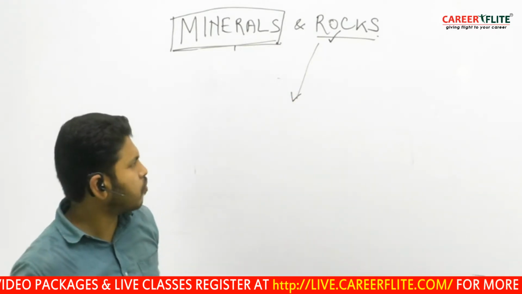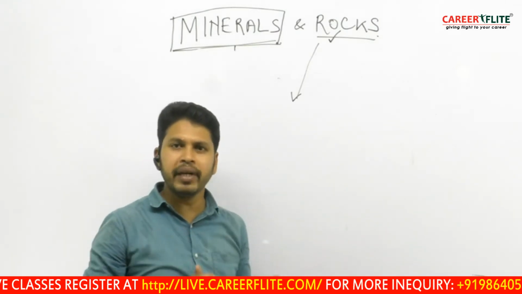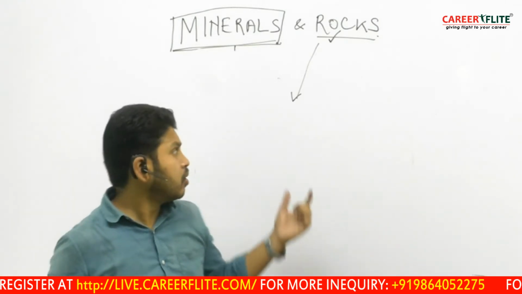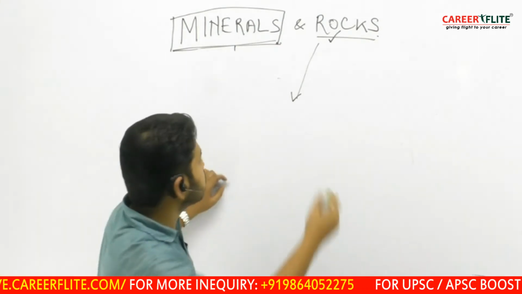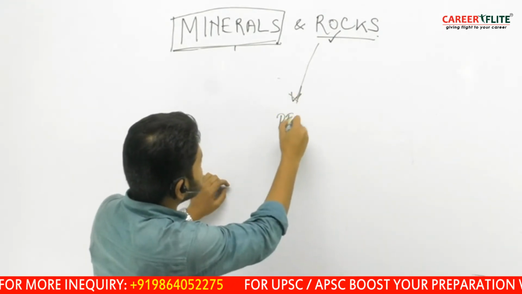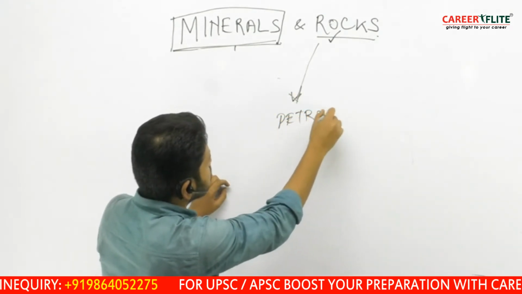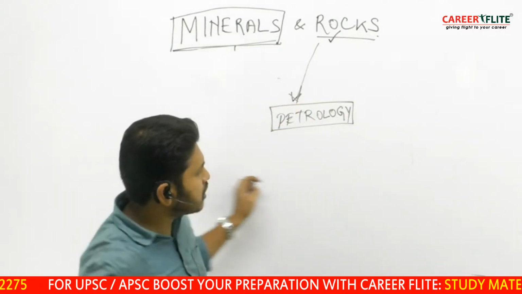There is not a fixed formula that one rock should contain this much amount of mineral. It may be one mineral or it may be more than one mineral. So rocks are made up of different types of minerals, one or more types of minerals. First of all, what is the science of rock? It is called petrology. Petrology is the science of rock.